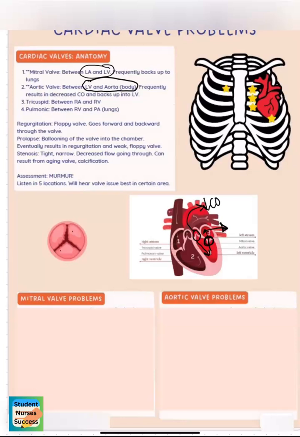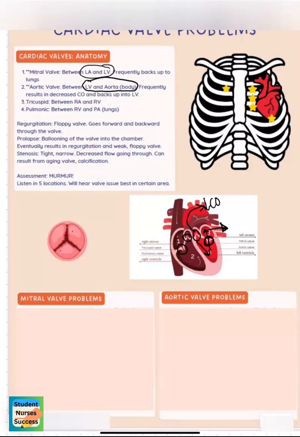The tricuspid valve is over here on the right side, and the pulmonic valve is between the right ventricle and the lungs. We're not going to talk about those two in this video. Those two valves actually tend to be problematic in congenital heart defects, but they tend to not cause problems as we get older.